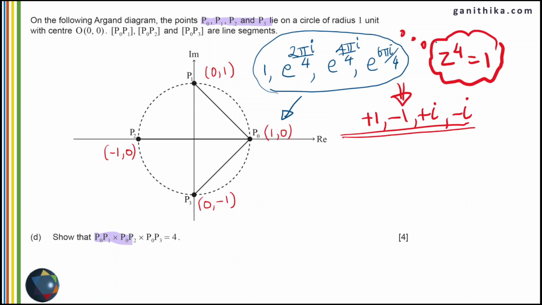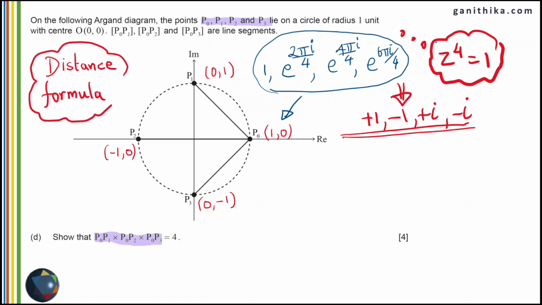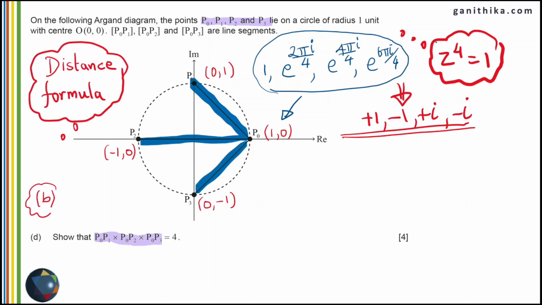Are you ready? So this is the product we need to find. We can use the distance formula as we used for question B again to find the distance between these 3 points. Now the distance will give you these values. P0P1 and P0P3 values can be obtained using the distance formula. But P0P2, if you can see it, is the diameter of the unit circle.